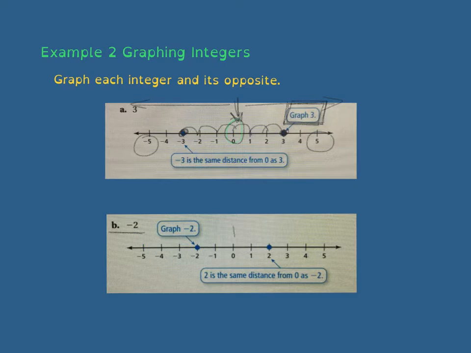We start with graphing negative 2. So you can always remember to start at 0, 1, 2. So once you go to negative 2 and you graph it by putting the circle on there, you're going to go back to 0 where we started, and then you're going to go 2 is the same distance from 0 as negative 2. So you go 1, 2, just like we did on the opposite. We went 1, 2, we're going 1, 2. So you're just putting the integer and its opposite on a number line.